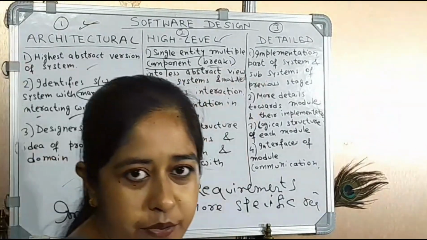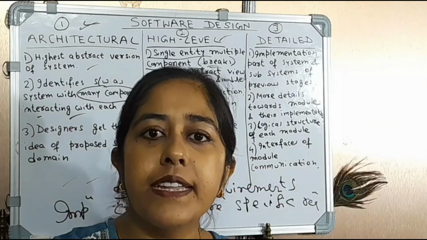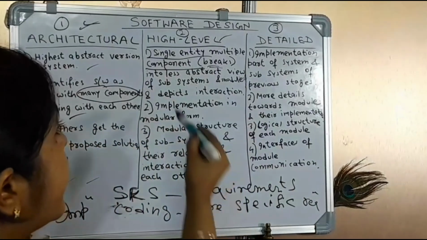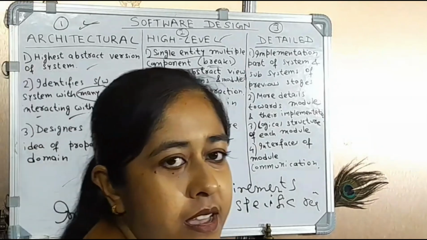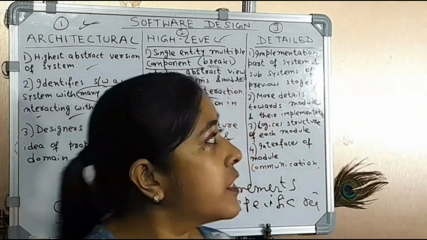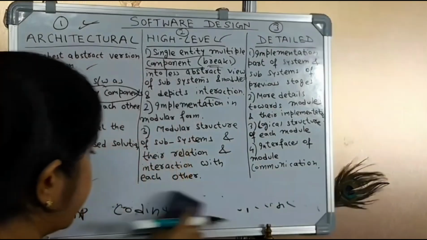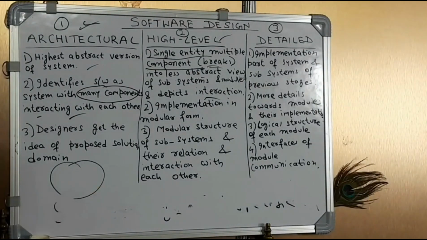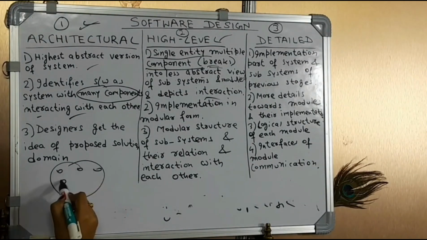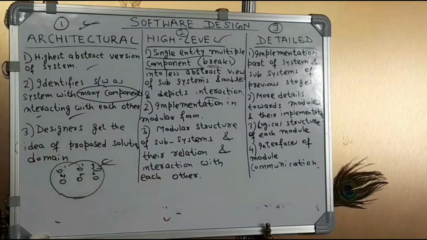It is breaking that thought now. That single entity with many components is now broken. Broken into what? Into a less abstract view of subsystems and modules, and it depicts their interaction. Now what is happening there? There was a single entity. In this particular phase, I was having a single entity, and in this single entity, what was there? There were particular components, components 1, 2, 3, 4. These are particular components which are working inside this system.